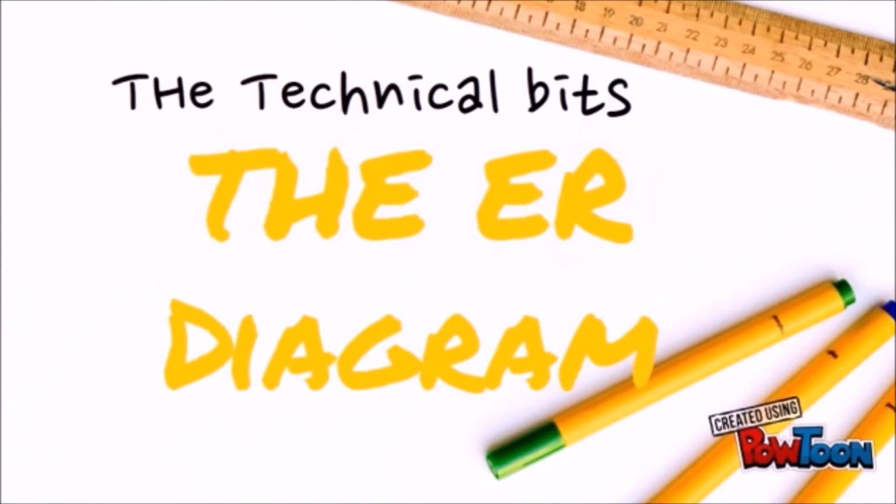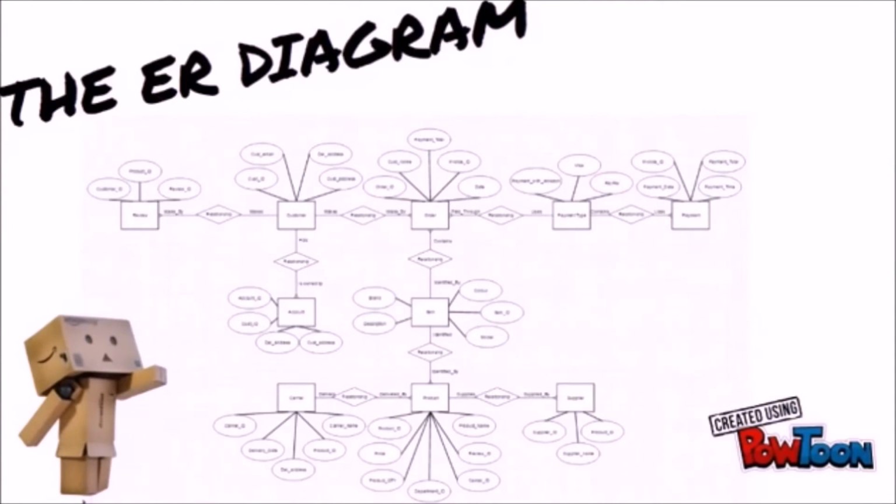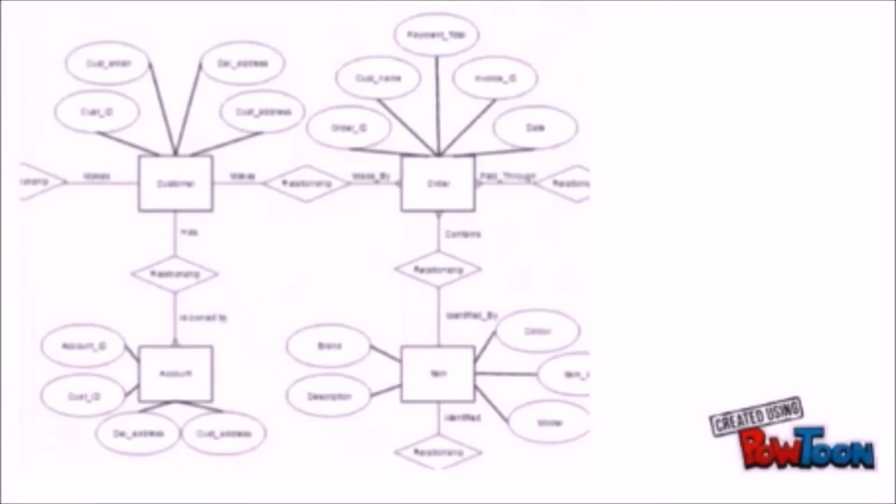What is an ER diagram? It is an entity relationship diagram, also known as ERD. It is a data modeling technique that graphically illustrates an information system's entities and the relationships between those entities. Here we have an entity relationship diagram which represents the information systems used in Amazon's infrastructure.